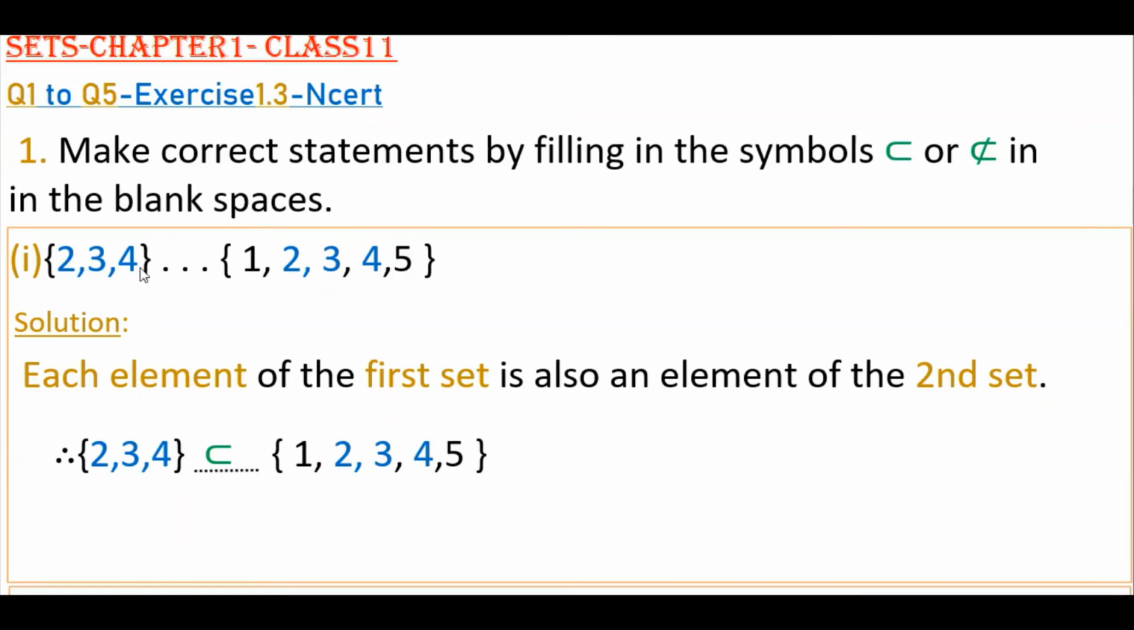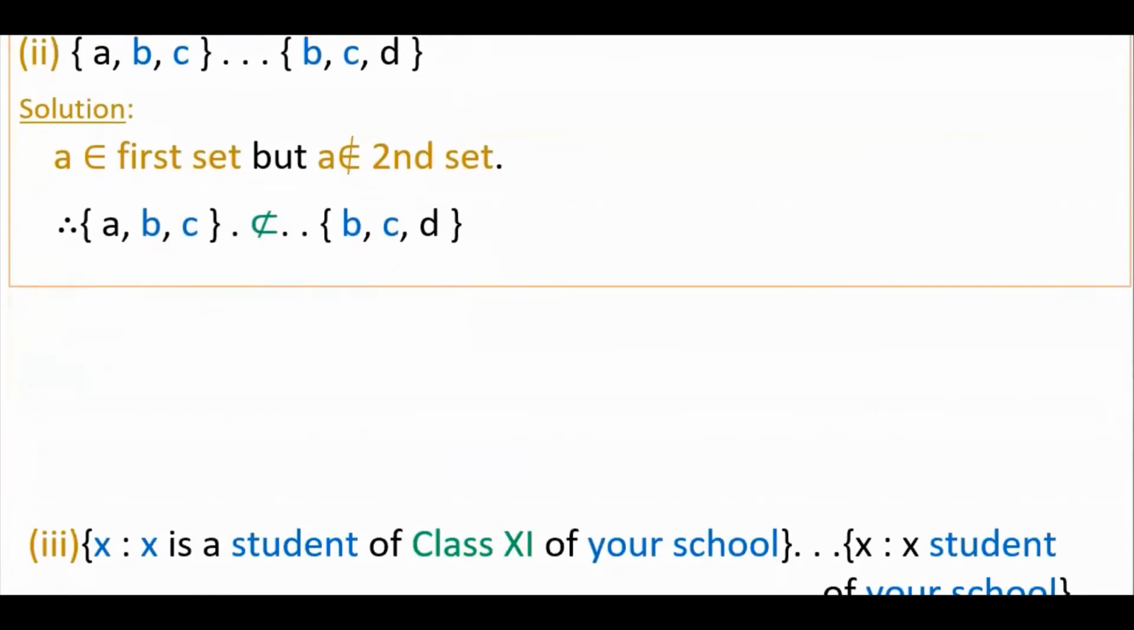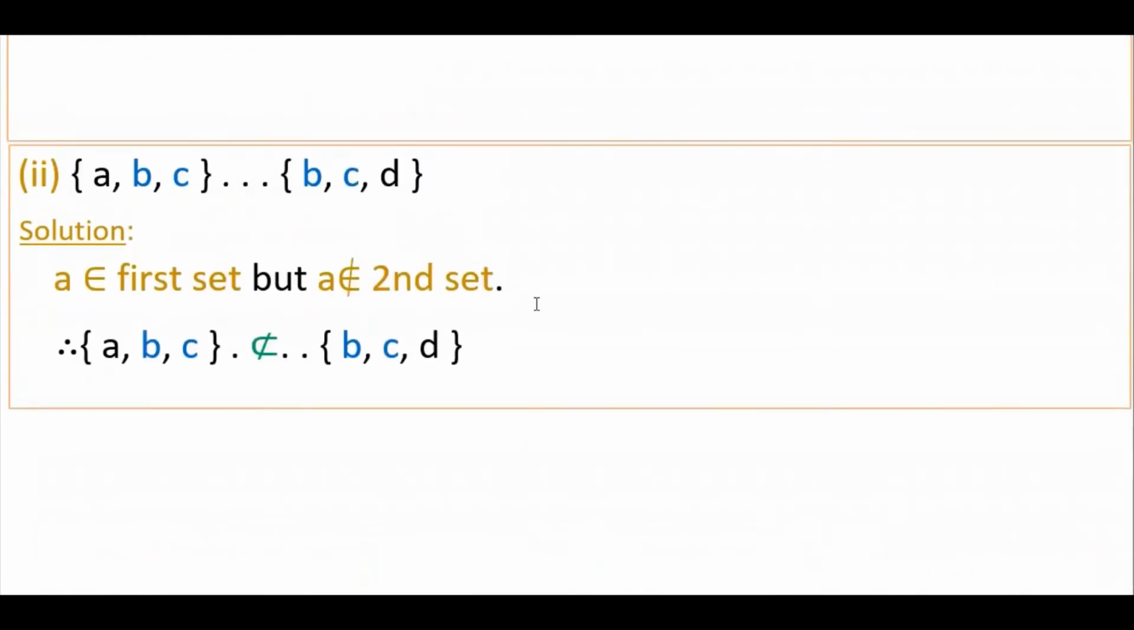So here all the elements of the first set are also elements of the second set. So here you have to put the symbol is a subset of. The first set is a subset of the second set. And second one, here the first set is {a, b, c}, and the second one is {b, c, d}. So here a belongs to the first set, but a does not belong to the second set. So here {a, b, c} is not a subset of the second set, that is {b, c, d}.